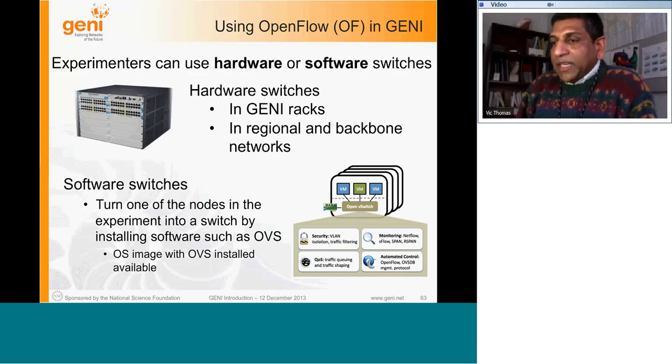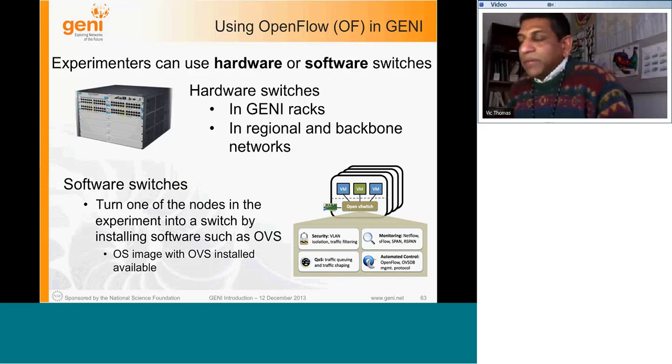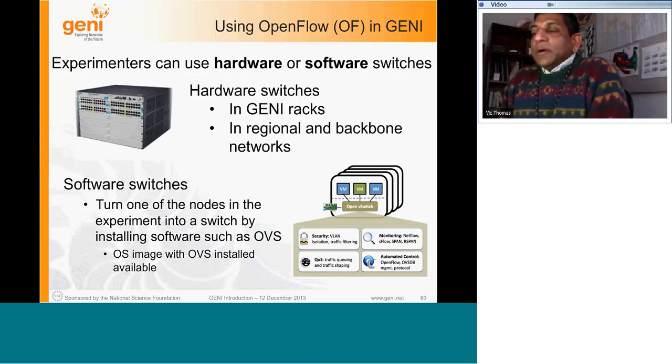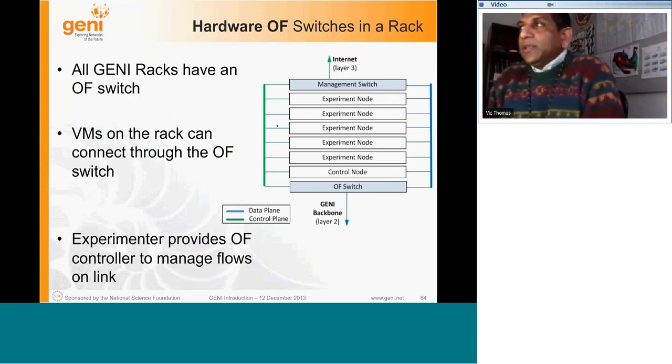We all have an image that is created that already has OVS installed in the kernel. So when you set up your topology, instead of asking for an Ubuntu or a Fedora OS, you can ask for this OS with OVS installed. Makes life a lot easier, so you don't have to go install OVS yourself.